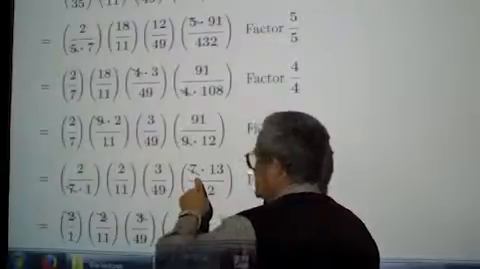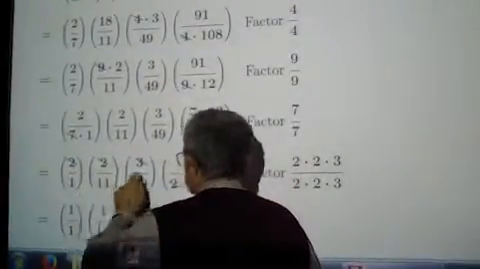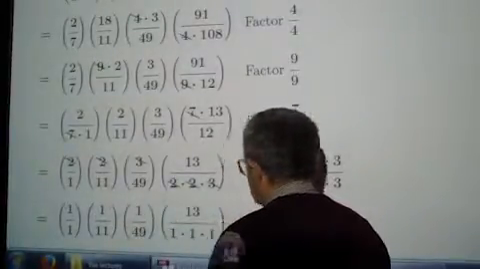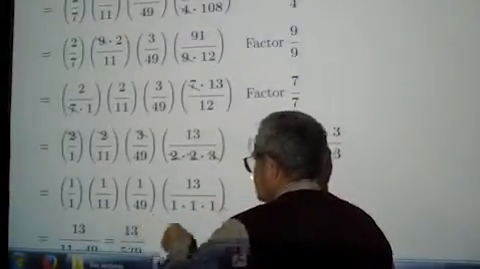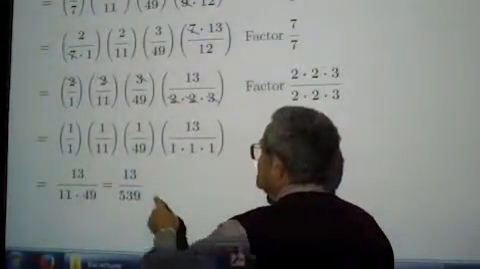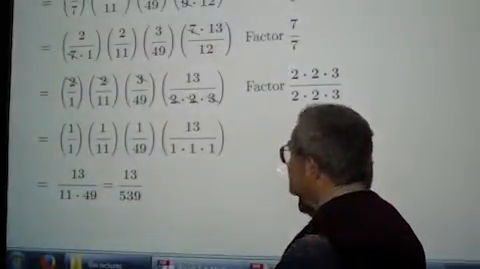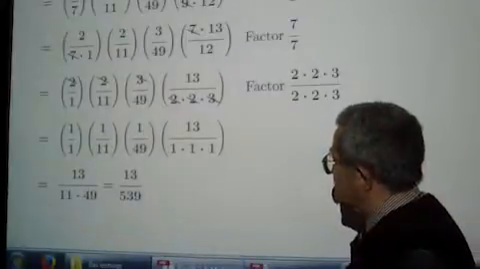7 here, factored out. I am left with 2 times 2 times 3, 2 times 2 times 3, which I can get rid of very quickly. And I am just left with 13 over 11 times 49, which is 13 over 539. Okay, that was a little fast. Should we go through that again?